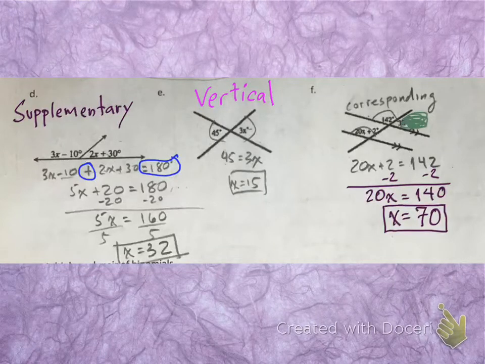Remember, in all of these angle pair problems, the angles are either equal to each other or they are supplementary. There's almost no other situation.